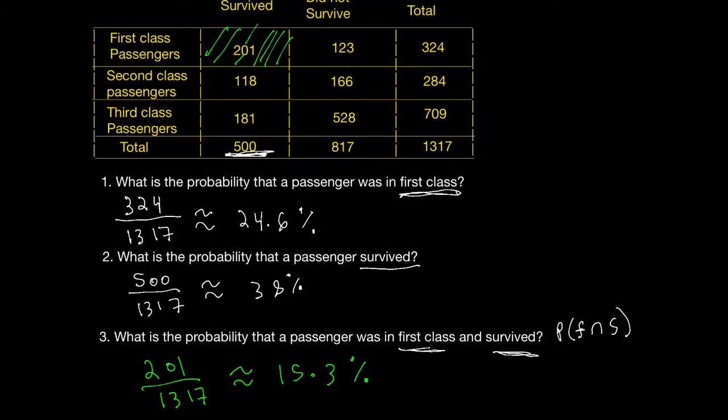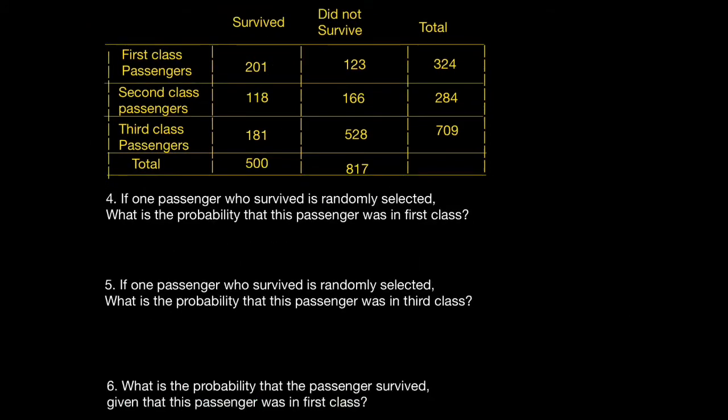Let's move on to the more challenging questions, which is what the explore was intended for, so that you can think a little bit. For the remaining three problems, we're going to have to pay special attention to how the question was written. For example, here it says, if one passenger who survived. So let's underline that part. So then, this begs the question, how many people survived? Well, that's 500. So if one of the passengers who survived is randomly selected, what is the probability that this passenger was in first class?